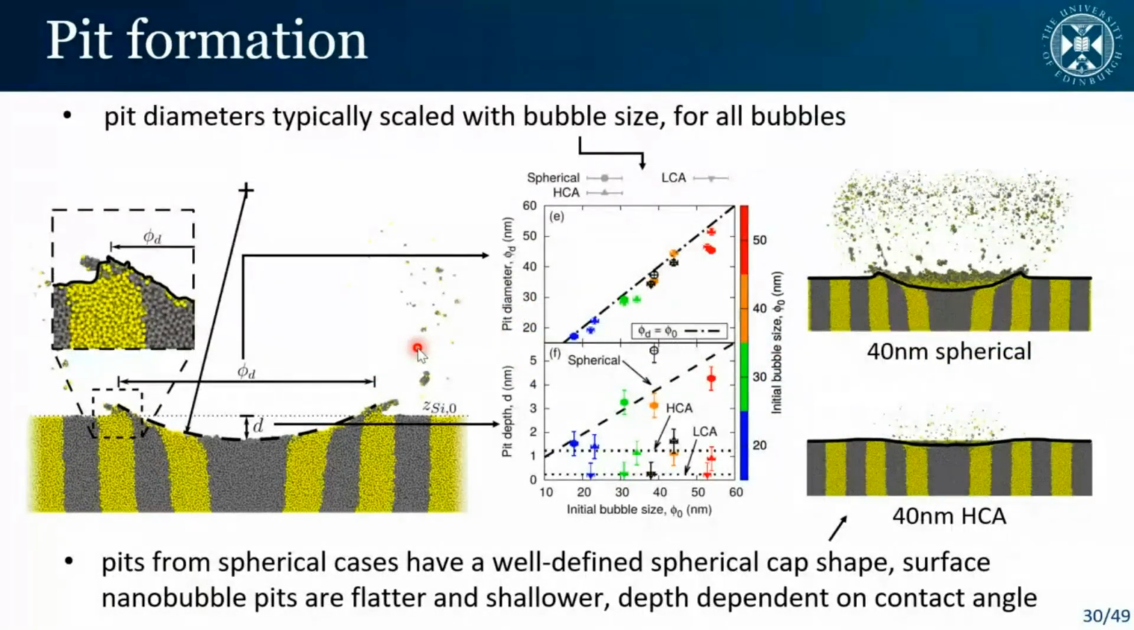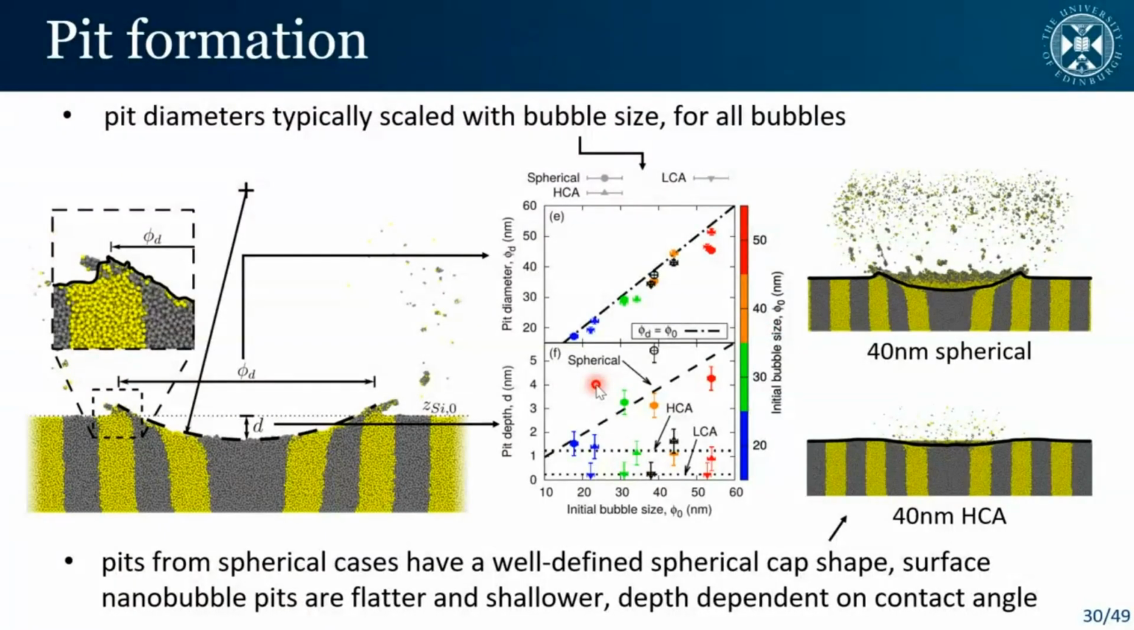So all the bubble collapses produced pits, and these pits had a kind of spherical cap indent shape. There's some interesting scaling going on here. We have a lateral diameter of the pit, which roughly matched the diameter of the bubble before collapse, and that was true for all bubbles. However, that's where the similarities really ended.